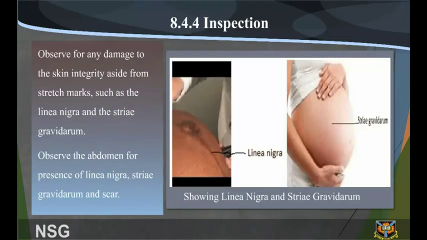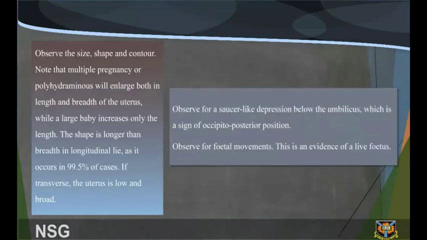Inspection. Observe for any damage to the skin integrity aside from stretch marks such as the linea nigra and the striae gravidarum. Observe the abdomen for presence of linea nigra, striae gravidarum, and scar. Observe the size, shape, and contour.